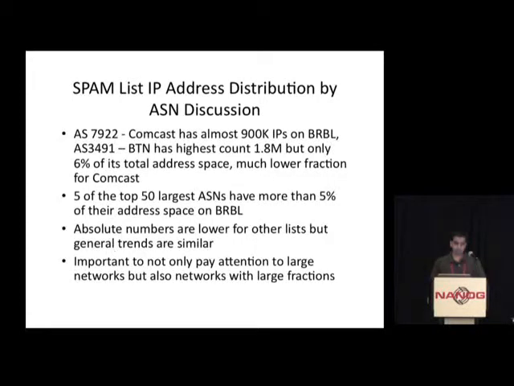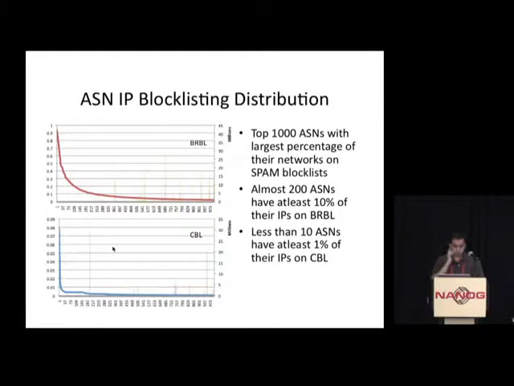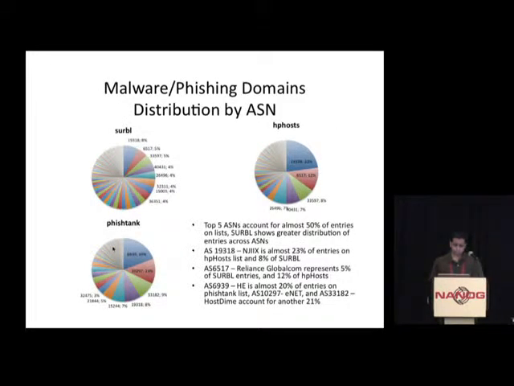And it's important not just to look at the large numbers, just occupancy on these lists, but to look at the relative fractions of a network that are on these lists. This, for example, shows you a distribution for the top 1,000 ASNs to give you an idea of how many ASNs have what percentage. Almost 200 ASNs in the ARIN region have at least 10% of their IPs on the BRBL. Now, the BRBL is one of the largest spam lists. But even if you look at the CBL, about 10 ASNs have at least 1% of their IPs.